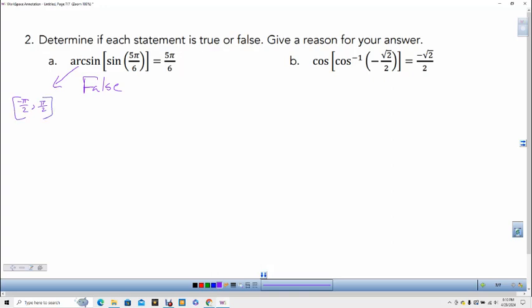Well, 5 pi over 6 is definitely larger than pi over 2. 5/6 is more than 1/2 if you just ignore the pi's for a second. So false, since 5 pi over 6 is outside the range of arc sine.